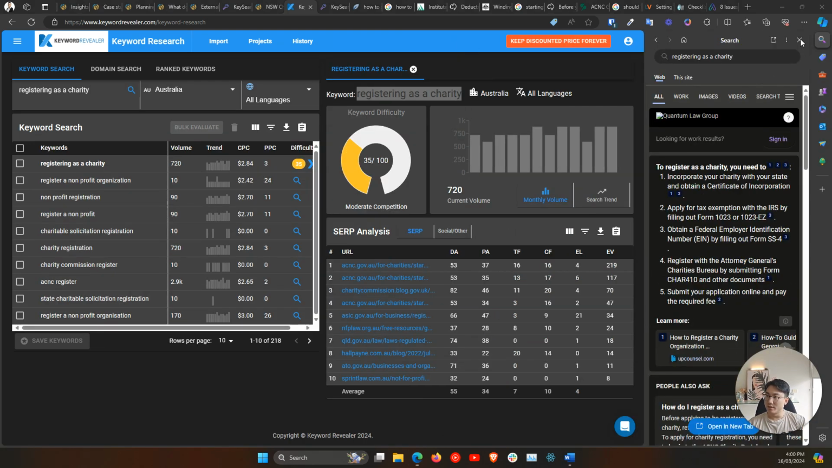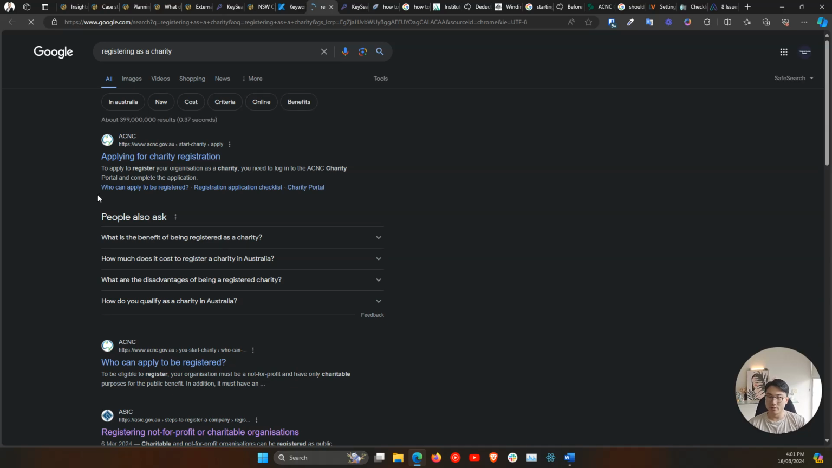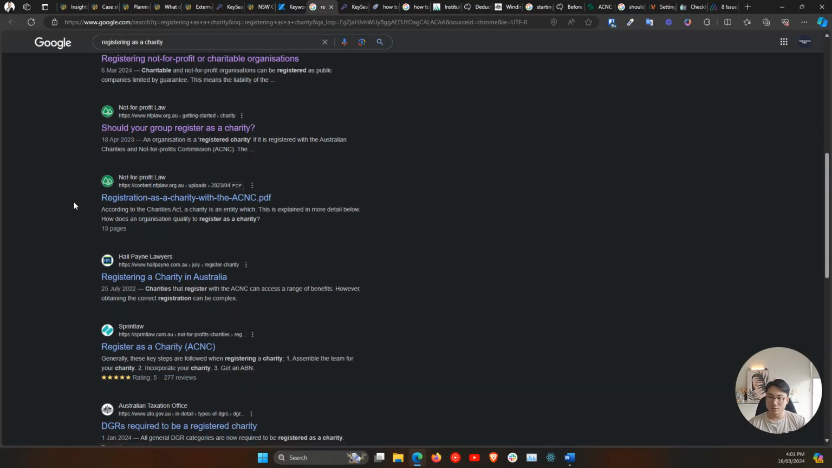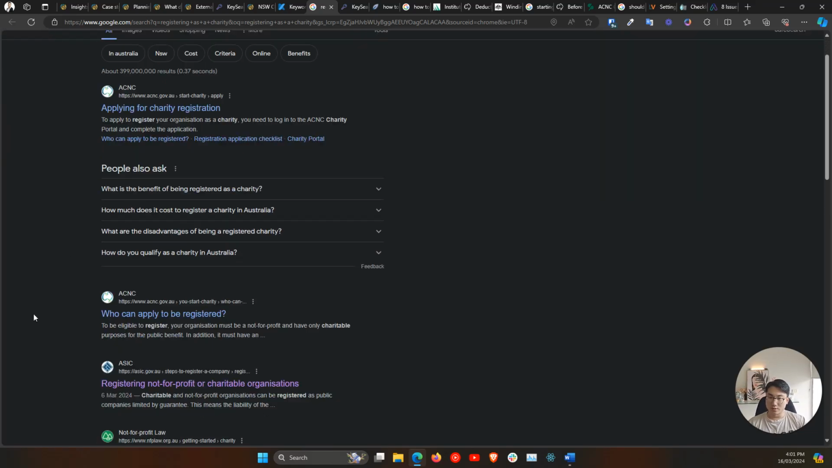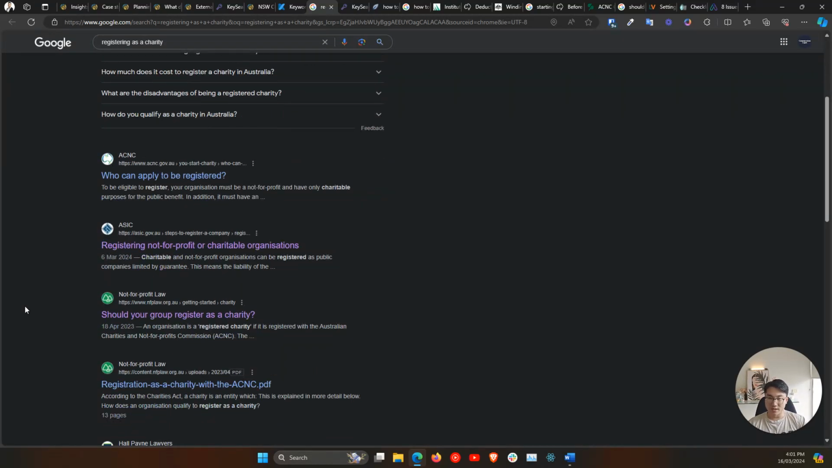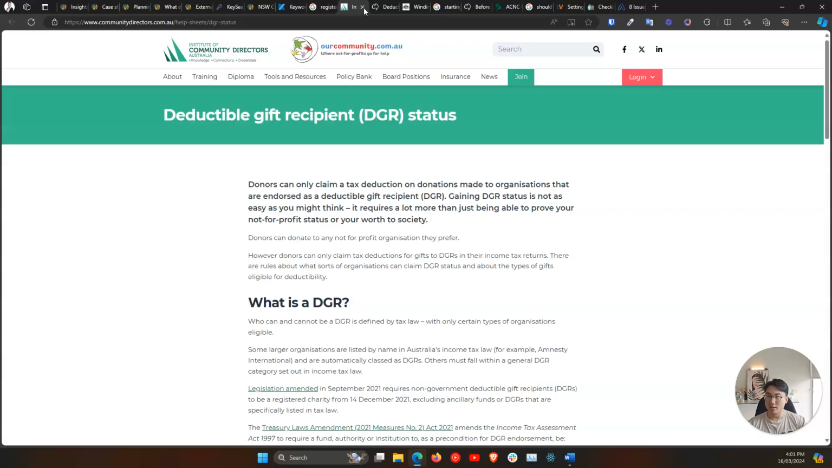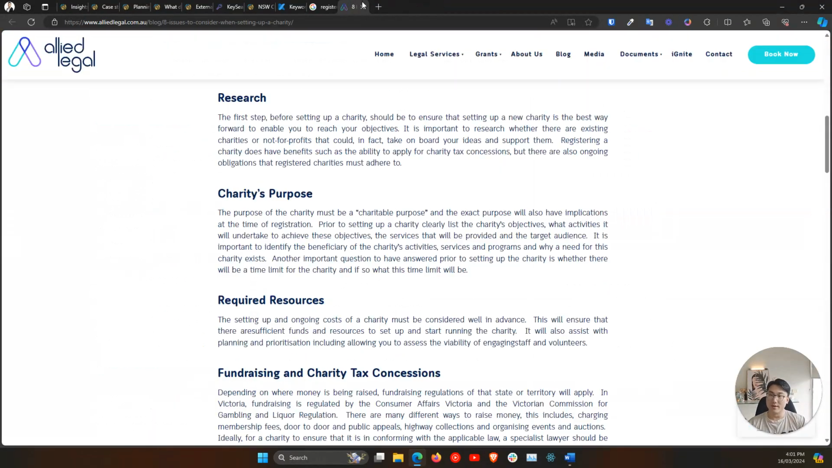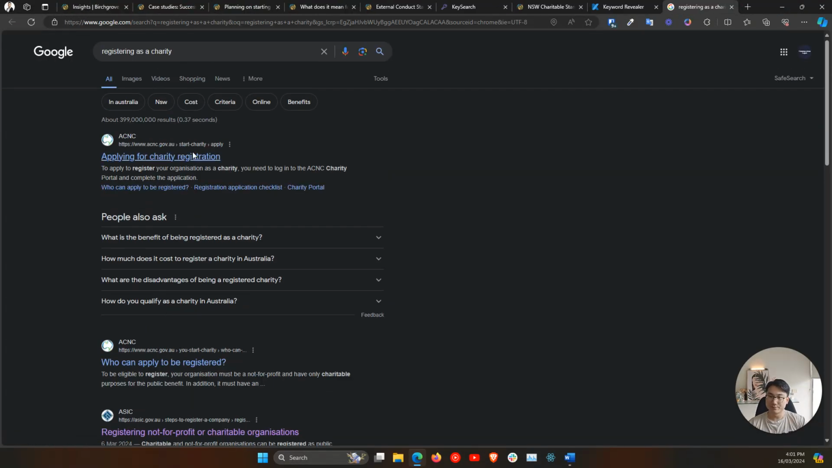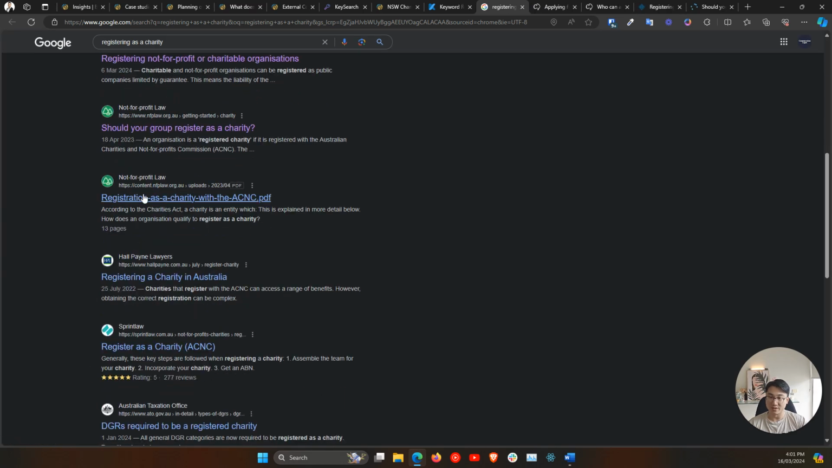So registering as a charity is a rather high volume keyword apparently in Google. So let me see the competition. Because we're at topic number 5 now, you probably can guess what I'll be doing. I'll be looking at all the competition and seeing what's missing, what we can improve on. Let's have a look. I'm going to look at the government results as well.